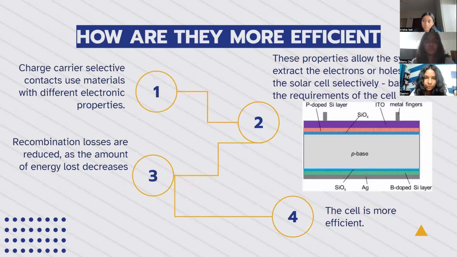So these cells are more efficient. Charge carrier selective cells are more efficient because they use materials with different electronic properties as compared to conventional solar cells. These varying properties allow the system to extract electrons or holes from the solar cells selectively based on the requirement of the cell. The recombination losses are then reduced as the amount of energy loss decreases and the cell is more efficient. The diagram shows a simple structure of a charge carrier selective contact, and you can see how it's usually made of silicon and other layers.